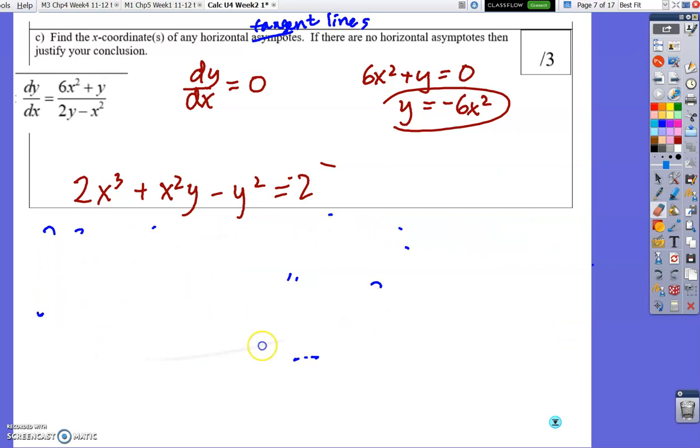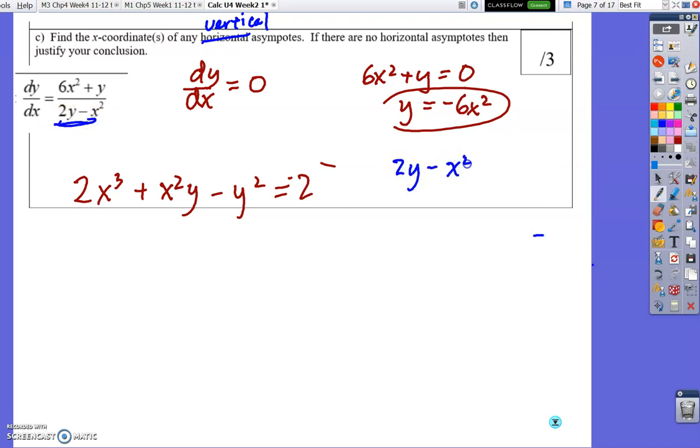So what we're going to do now is treat it as if it had said vertical asymptotes instead of horizontal asymptotes. So let's pretend it was vertical, because that's one of the two questions I'll be asking you on the test. And so if it's vertical asymptotes, it's where the denominator equals 0, because then the slope will be undefined. And so that happens when 2y equals x squared, so when y equals x squared over 2.